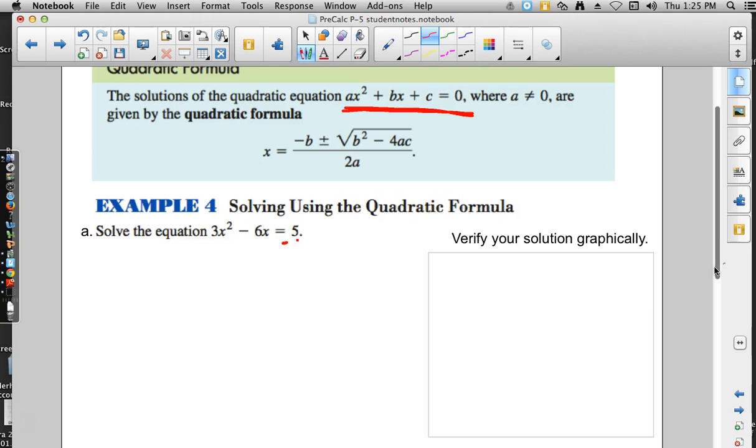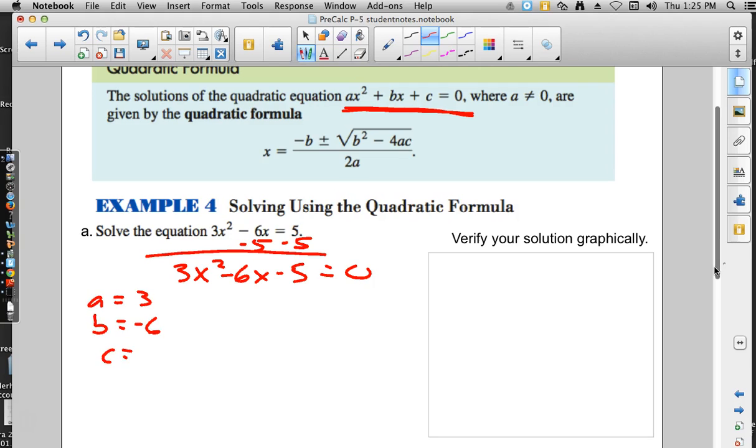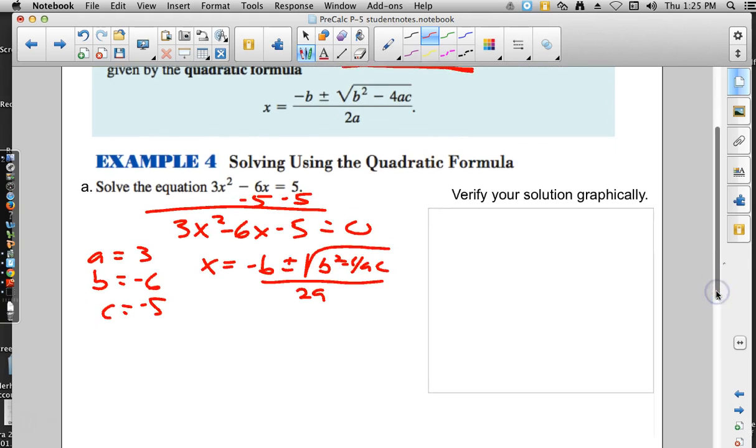Now I noticed here that this is not solved for 0. So 3x squared minus 6x minus 5 equals 0 will give us an a value of 3, a b value of negative 6, and a c value of negative 5. And then it's x equals negative b plus or minus the square root of b squared minus 4ac, all over 2a.